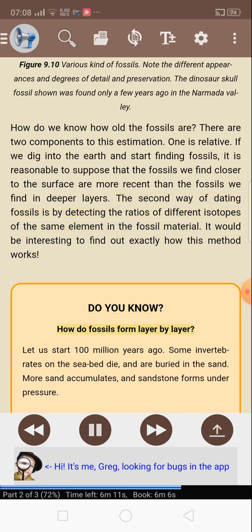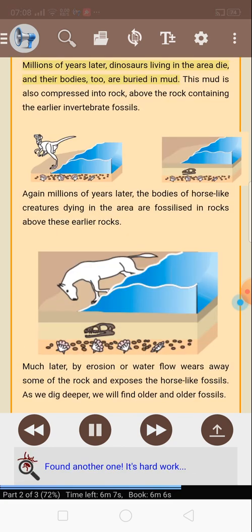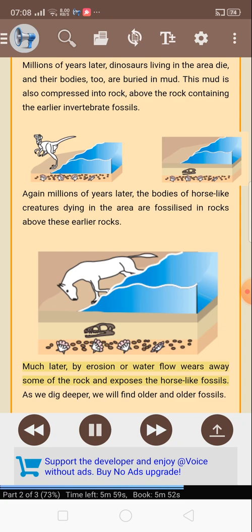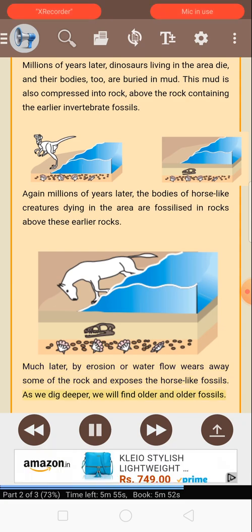Do you know? How do fossils form layer by layer? Let us start 100 million years ago. Some invertebrates on the seabed die and are buried in the sand. More sand accumulates and sandstone forms under pressure. Millions of years later, dinosaurs living in the area die and the bodies too are buried in mud. This mud is also compressed into rock above the rock containing the earlier invertebrate fossils. Again, millions of years later, the bodies of horse-like creatures dying in the area are fossilized in rocks above these earlier rocks. Much later, erosion or water flow wears away some of the rock and exposes the horse-like fossils. As we dig deeper, we will find older and older fossils.